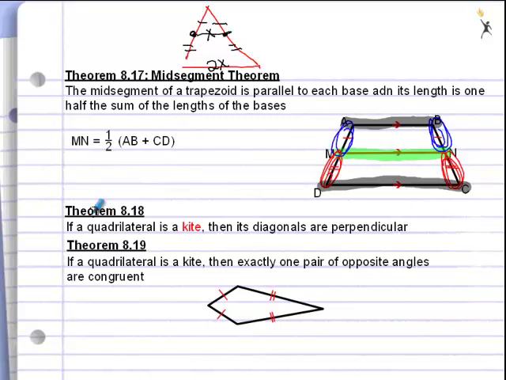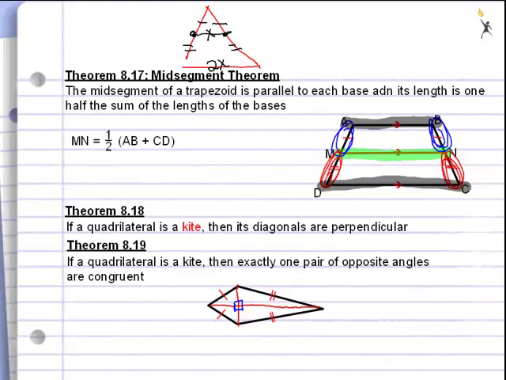Theorem 818, again, this is where we're getting back into kites. If a quadrilateral is a kite, then its diagonals are perpendicular. The diagonals of a kite are perpendicular. Perpendicular, remember, means they intersect to form right angles, much in the same way rhombi and squares do.